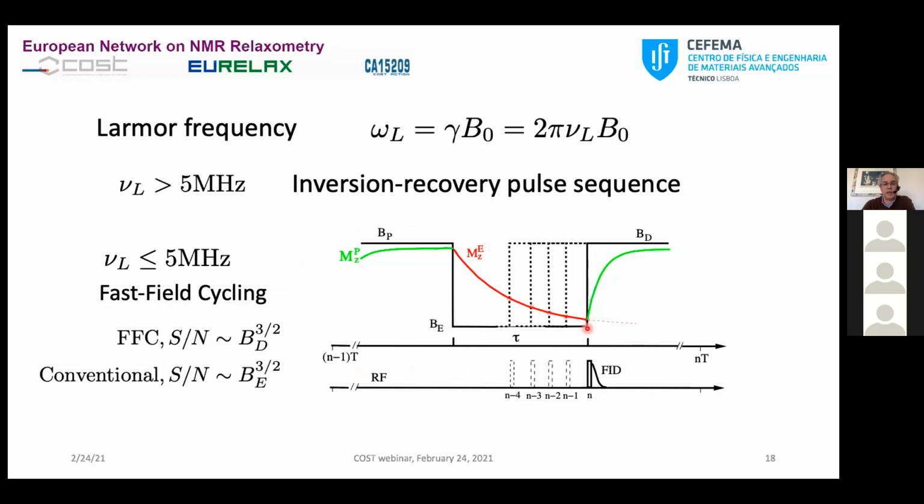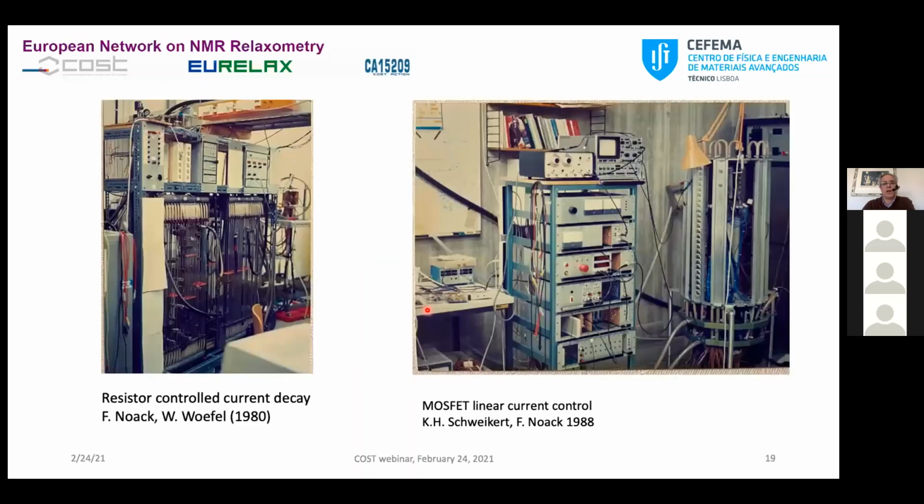But anyway, modern fast field cycling relaxometry was starting, the high power semiconductors were starting to appear, and it was possible to make fast switching of the magnetic fields, so we could use fast field cycling. So I went to Stuttgart, to Professor Noack's laboratory, and at that time I was in contact with these first two equipments. One of them is the equipment where Professor Noack had made his PhD, and also Wolf Wolfel, and this was the new state-of-the-art.